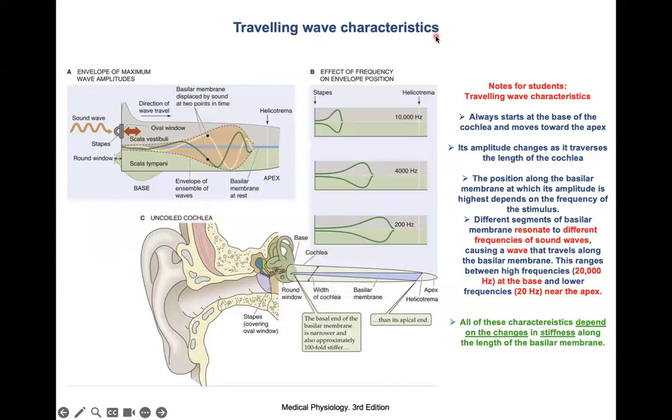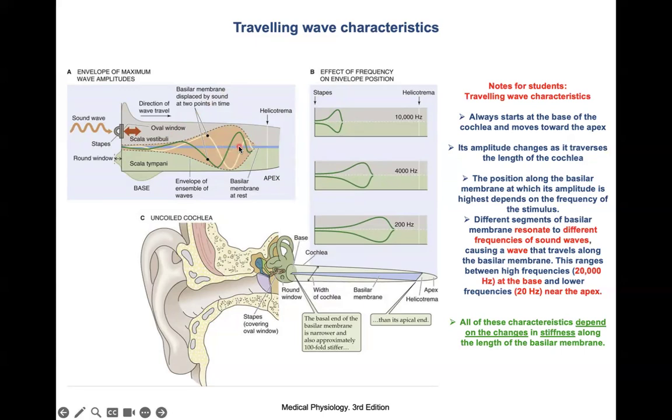Here we will discuss the characteristics of the traveling wave. This is a sound wave that causes displacement of the basilar membrane. This displacement is known as the traveling wave. Let's take a look at the characteristics of the traveling wave. Regardless of the frequency of the wave, the shape is almost identical. So it starts here, very low, and the amplitude builds up and reaches the maximum at the specific region of the basilar membrane that codes for the frequency of the sound wave.